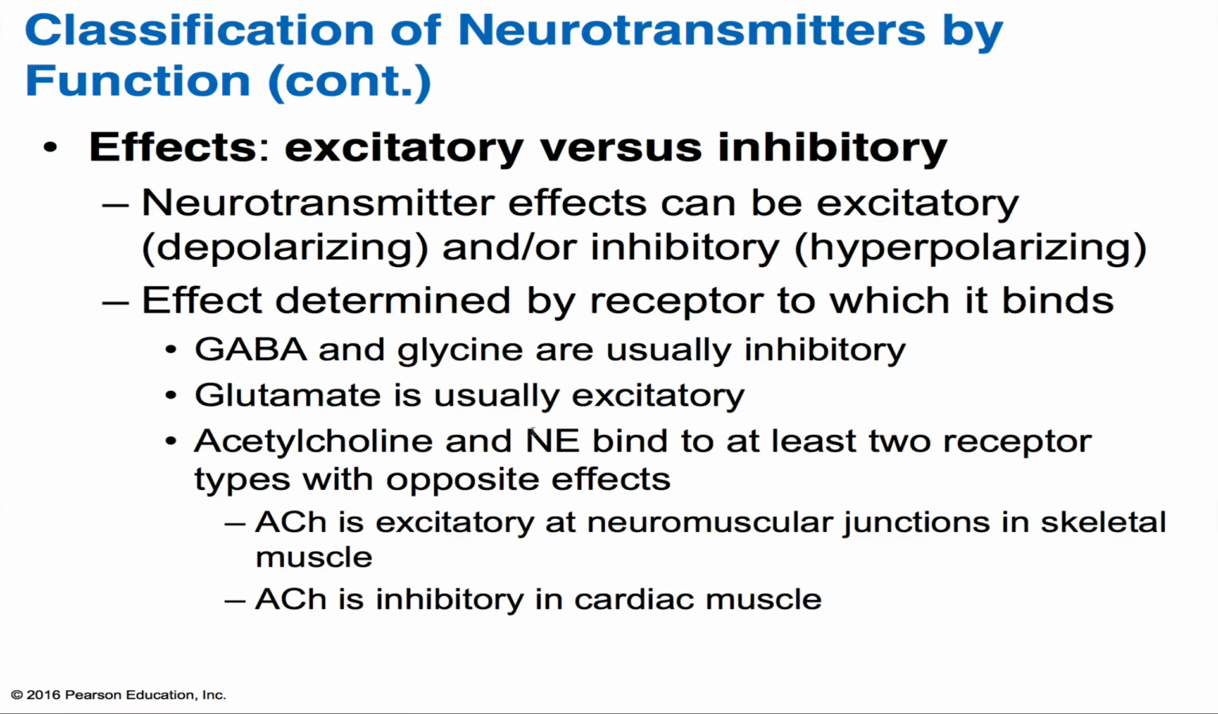Acetylcholine and norepinephrine, on the other hand, bind to at least two different types of receptors that have opposite effects. So when acetylcholine is bound at the neuromuscular junction, it's going to have an excitatory effect, as we already know. But when it binds to cardiac muscle, it has an inhibitory effect.